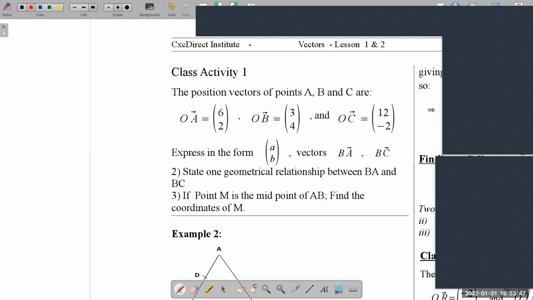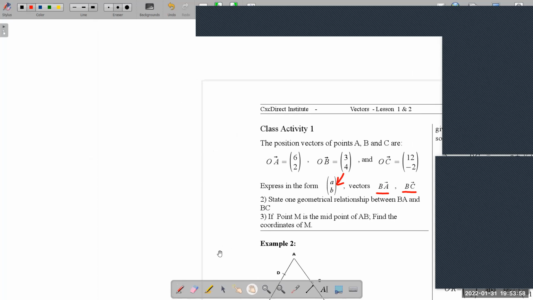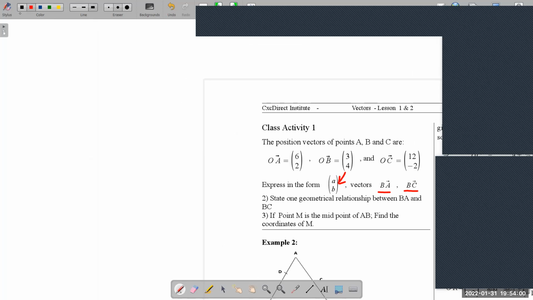So let's look at the first question that they're asking us for. The first question asks, express in the form AB, BA, and BC. That's baby stuff. We're going to run through this quickly. We want 2 things. We want BA and BC. So let's do BA first. Anybody want to help me with the formula for BA based on what we just did? If we want BA, what should we start off with? BO plus OA. Agree or disagree?